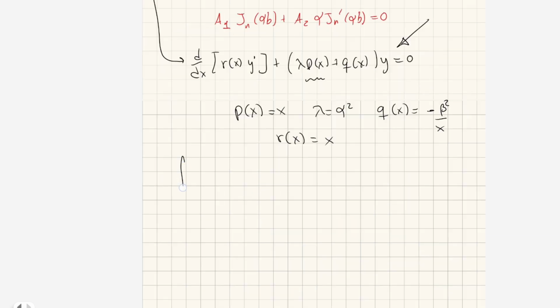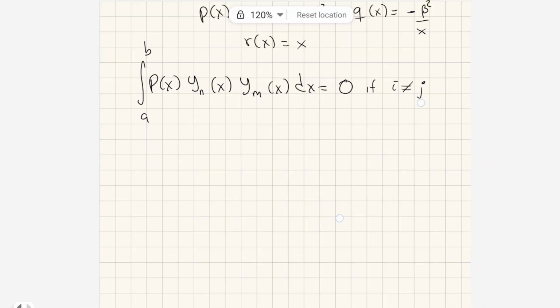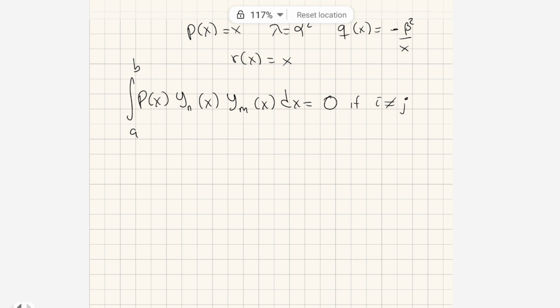That means that the integral on the interval of definition of the problem, let's say from a to b, of p of x times one solution, let's say y sub i of x, and another solution y sub j of x dx is equal to 0 if i is different from j. Okay, so this is in the case of the Sturm-Liouville problem. We are taking a general case, right? But now we are going to take the case where we take the Bessel function.